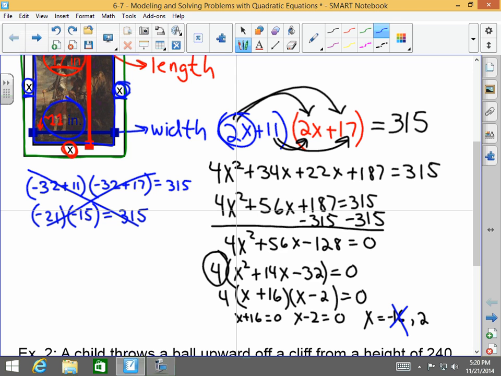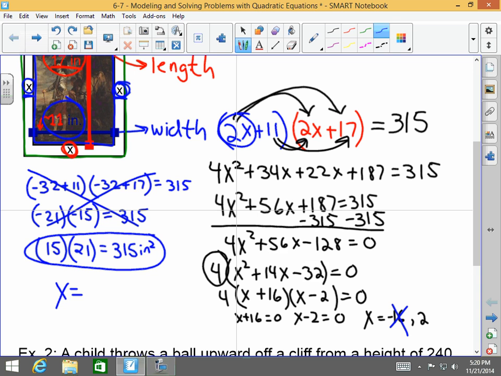Now, x can equal 2. And if we plug it in, it will work. 2 times 2 is 4. 4 plus 11 is 15. 2 times 2 is 4. 4 plus 17 is 21. And 15 times 21 is 315 square inches. And bingo. So x, which is my frame, has to have a 2-inch thickness. And that's the beauty of quadratic equations applied to word problems. Let's move on.